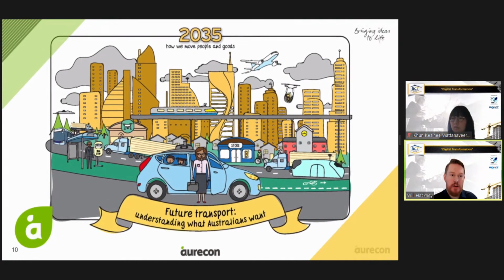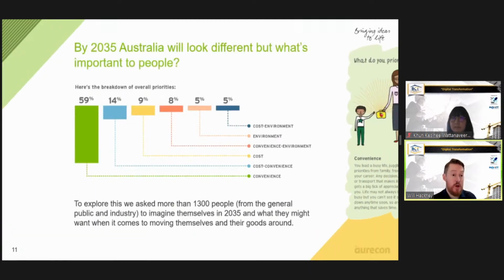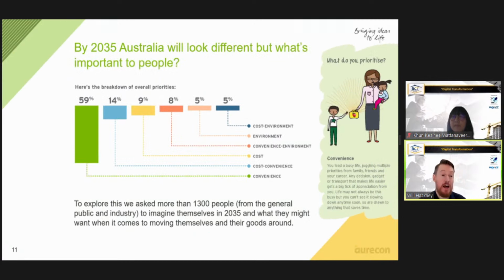Now, I just wanted to share another form of research that we conducted last year. We also looked at the future trends in terms of what particularly Australians really want from the future of transport. So I just wanted to share that as another key trend we're seeing. As you can see, amongst more than 1,300 people having been asked to set their minds to 2035, the most significant priority was in relation to convenience.